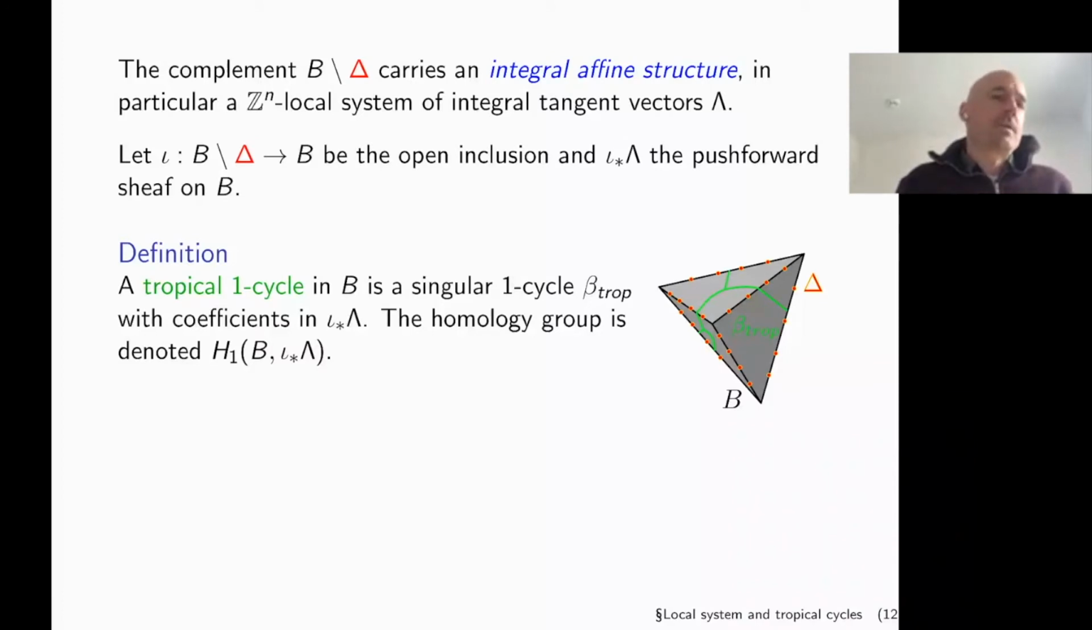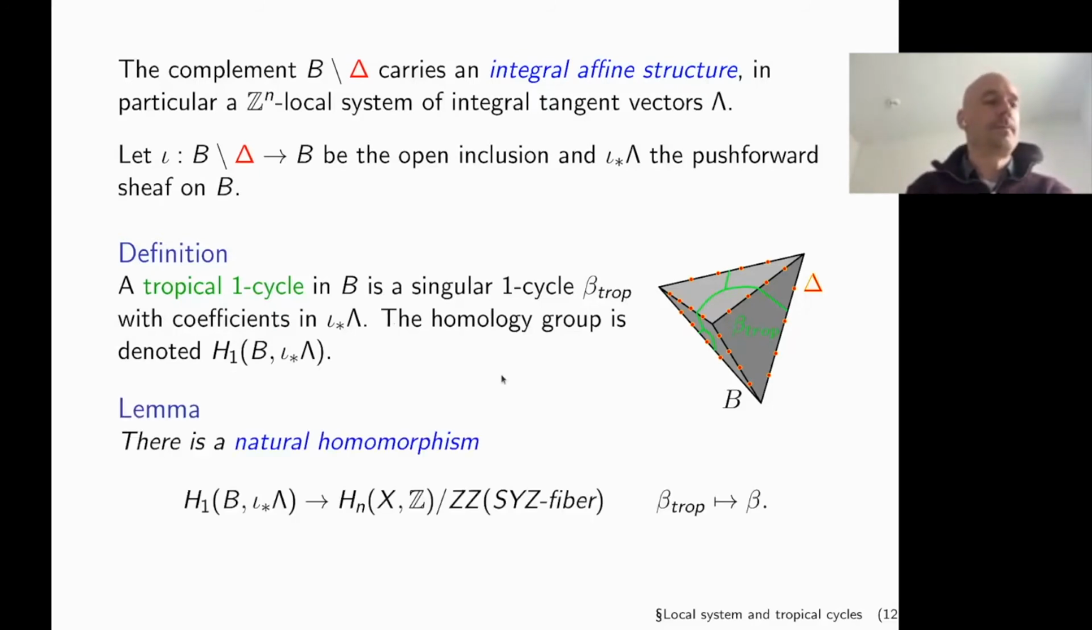So I'm looking at these 1-cycles with coefficients in the local system. It means every edge of the cycle has a section of this local system attached to it. And when edges come together, these sections need to add to 0 with the orientation of the cycle, just like a singular chain with coefficients in the local system. And the associated homology group I call H lower 1.